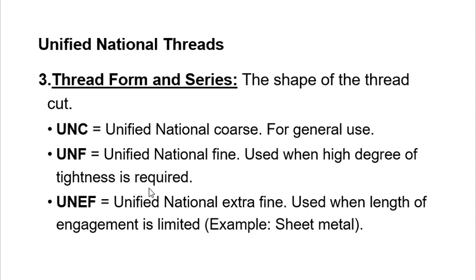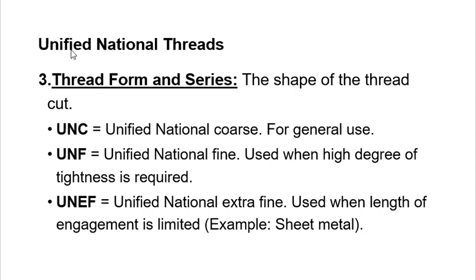Then the form. What kind of form are we going to do? Thread form series. So you have UNC, UNF, and UNEF. C is for coarse, F for fine. UN is unified. N is for national, meaning the whole country. We use the same standard.